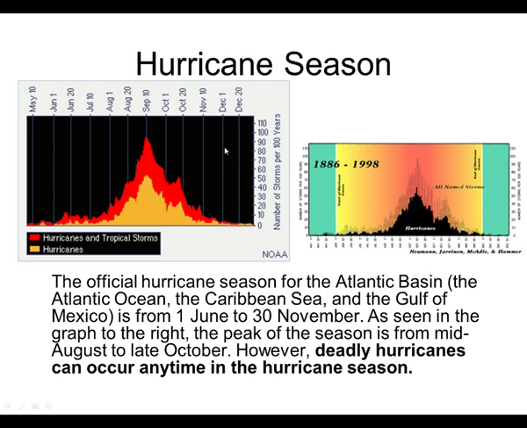Okay. Hurricane season. When is hurricane season? Well, hurricane season officially is from June 1st to November 30th. Okay? And it says, as seen in the graph to the right, the peak of the season is kind of August to late October, but they can occur at any time during the hurricane season. Okay? Mainly, though, you see they're kind of August through October is the highest number of hurricanes. Okay? But you do occasionally get them year round.